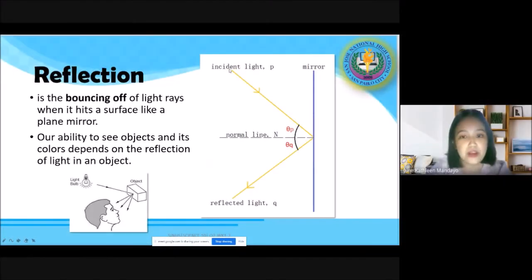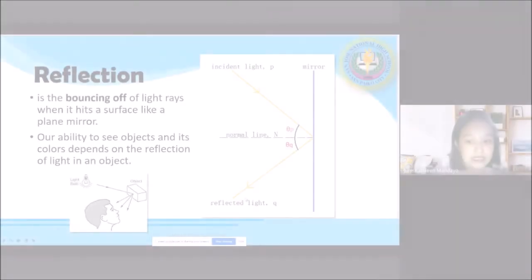So the light that is coming from the source, okay? So sabihin na natin kunwari na nanggaling sa isang object or sa light bulb or sa sun. So the ray of light that is coming from the object or the source is what we call the incident light. Yellow line that is approaching the mirror, okay, symbolized as P. And then, it is being reflected by the mirror. And then this ray that is being reflected by the mirror is what we call the reflected light, symbolized by Q.